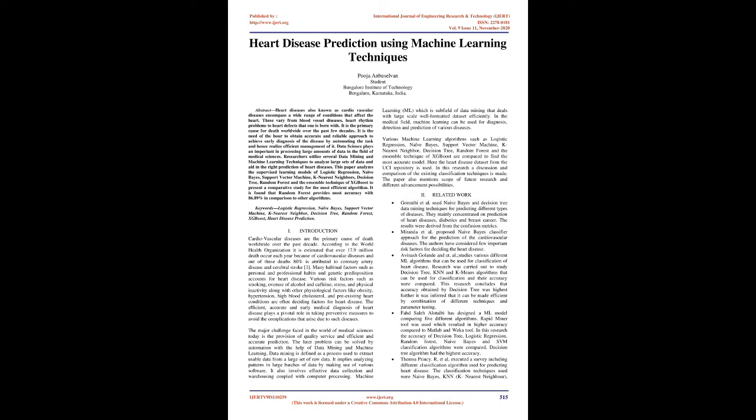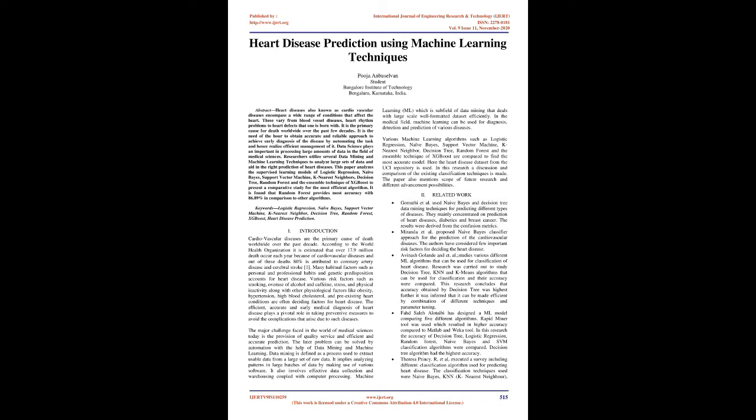Machine learning, ML, is a subfield of data mining that deals with large-scale, well-formatted datasets efficiently. In the medical field, machine learning can be used for diagnosis, detection, and prediction of various diseases. Various machine learning algorithms such as logistic regression, naive Bayes, support vector machine, k-nearest neighbor, decision tree, random forest, and the ensemble technique of XGBoost are compared to find the most accurate model.